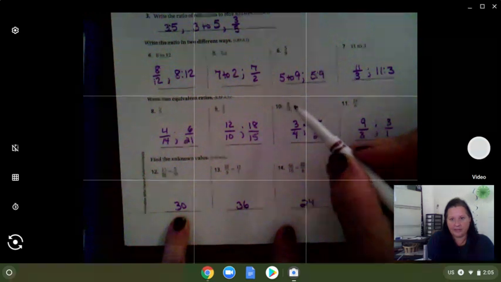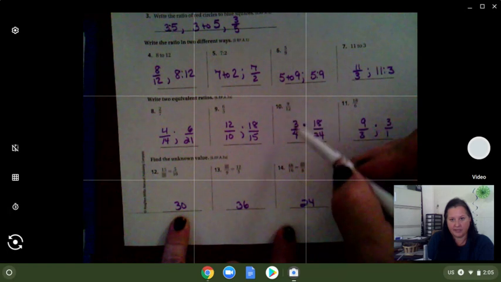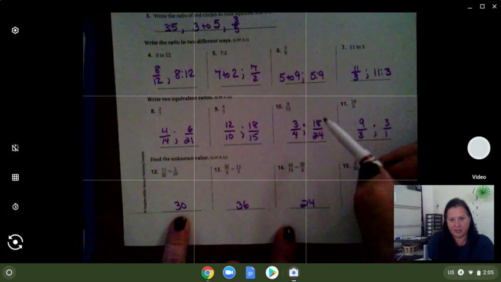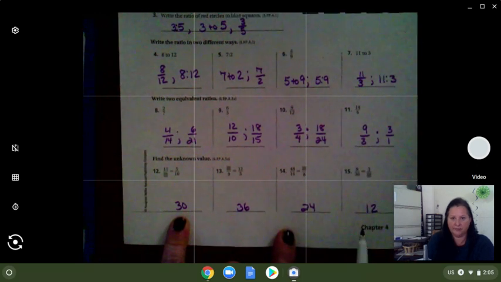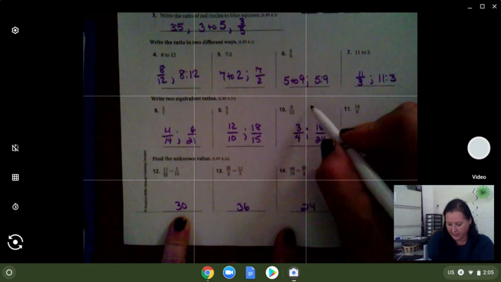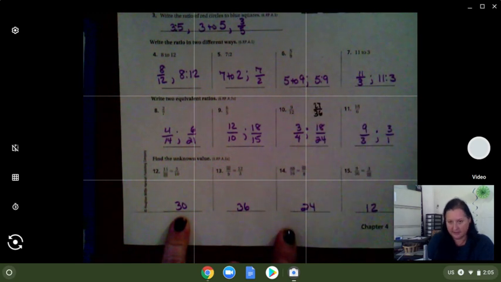Number 10, 3/4. This one I simplified. I divided by 3. 3/4 when I divide the top and bottom by 3. And then I multiplied by 2, and I got 18/24. Now, yes, you could actually multiply by 3 as well. If you multiply by 3, you'll get 27/36. That one could also work. There's also other ones, but remember, I am encouraging you to use either simplifying or multiplying by a small number.